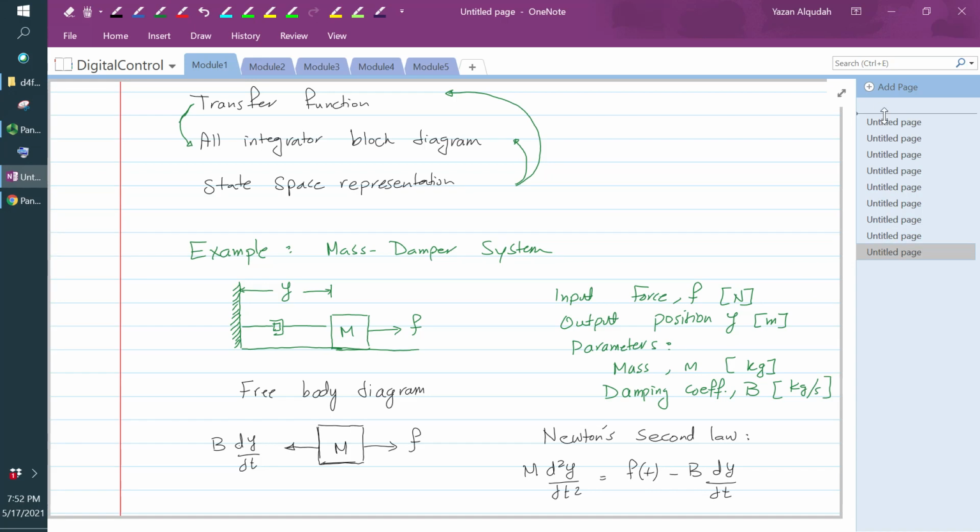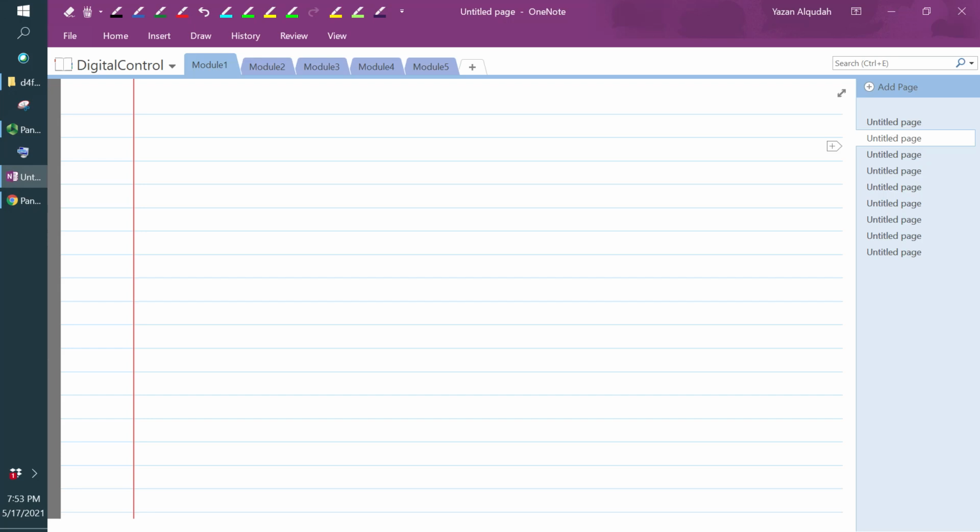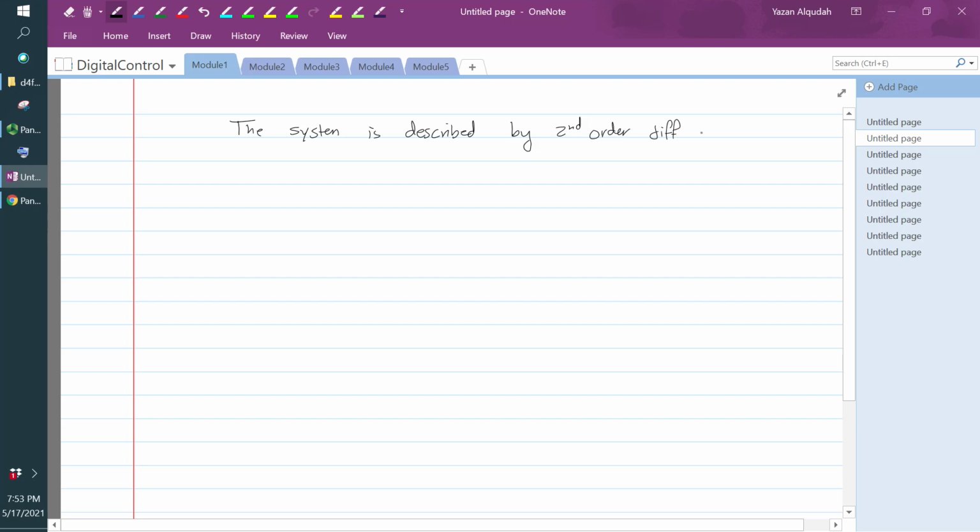So if we look here, we see that we obtained the first representation of this system, which is the ordinary differential equation. And in this case, this is a second order differential equation. So again, the first representation, the system is described by a second order differential equation.